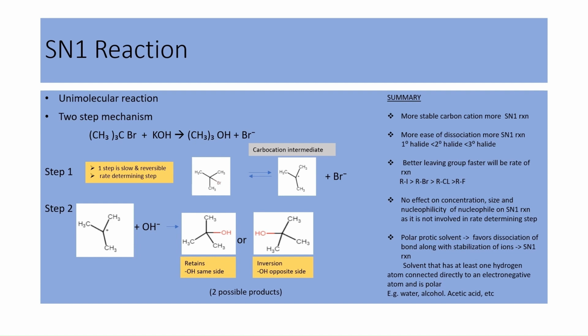OH can be attached on the same side as Br, or it can be attached on the opposite side of Br. If attached on the same side, the stereochemistry is retained. If it's on the opposite side, we see inversion. The rate of the reaction depends upon the concentration of one reactant, the alkyl halide, that is, the carbon atom with the leaving group. This is how SN1 and SN2 nucleophilic substitution reactions take place.